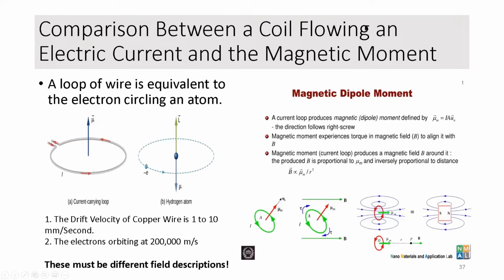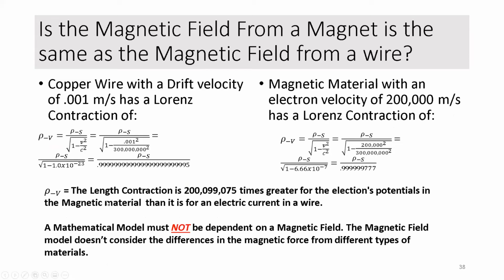So this is the comparison of a current flowing through a wire and a magnetic moment. Basically, the wire is equivalent to an electron circling the atom, except that the electron is moving at a much greater speed. A current loop produces a magnetic moment, just like a coil of wire, and it experiences torque just like a coil of wire. So you can model it the same, with a north and south, as you could model a coil of wire with a north and south.